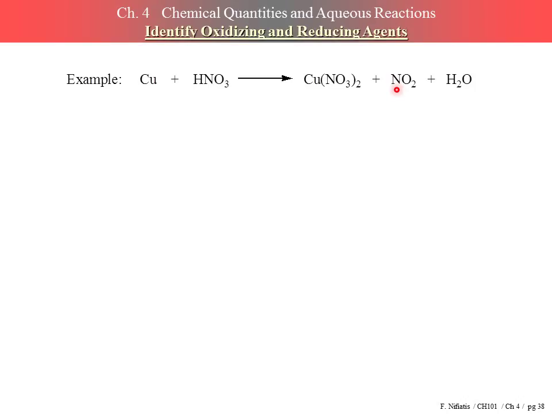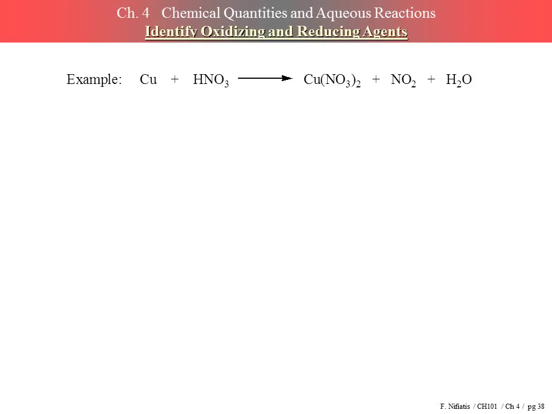I will be questioning the nitrogen. The oxidation number of the oxygen is -2. I will be questioning the hydrogen. Let's come back here. Nitrate is NO3 with a negative charge. So the oxidation number of the nitrogen plus 3 times -2 equals -1. That means the oxidation number of the nitrogen is +5.